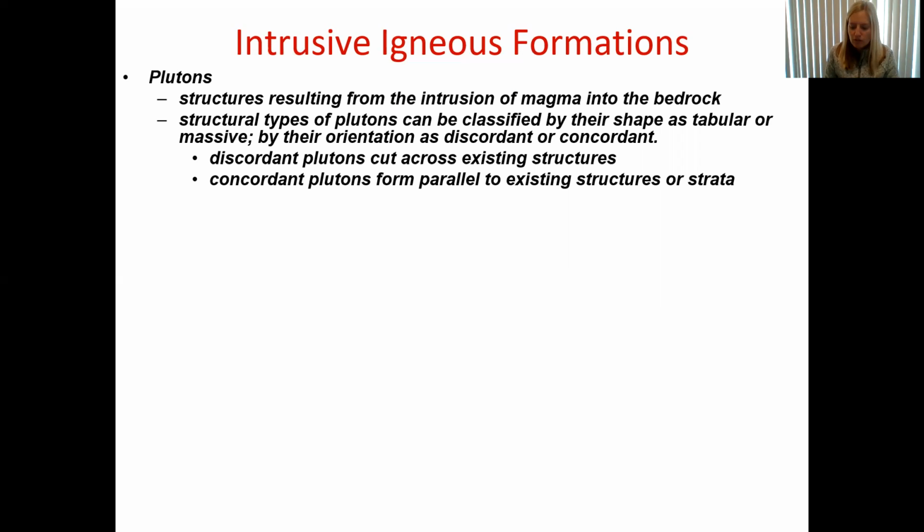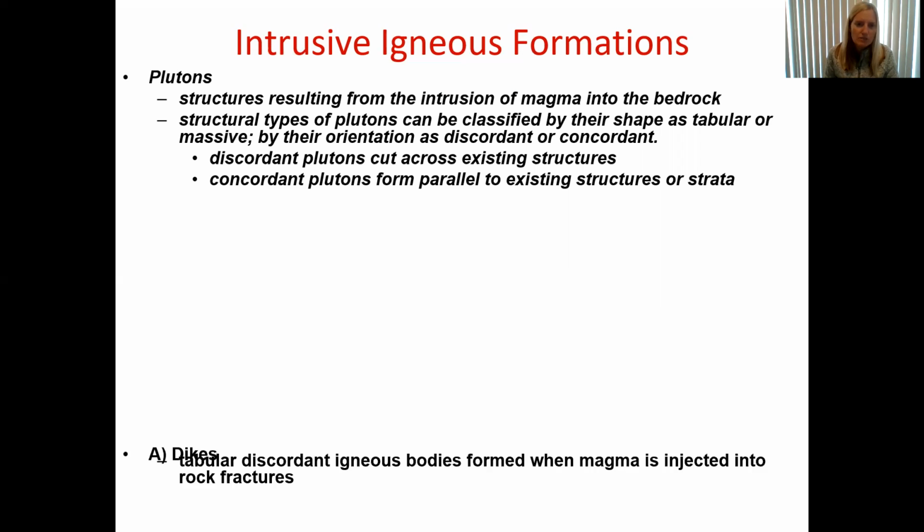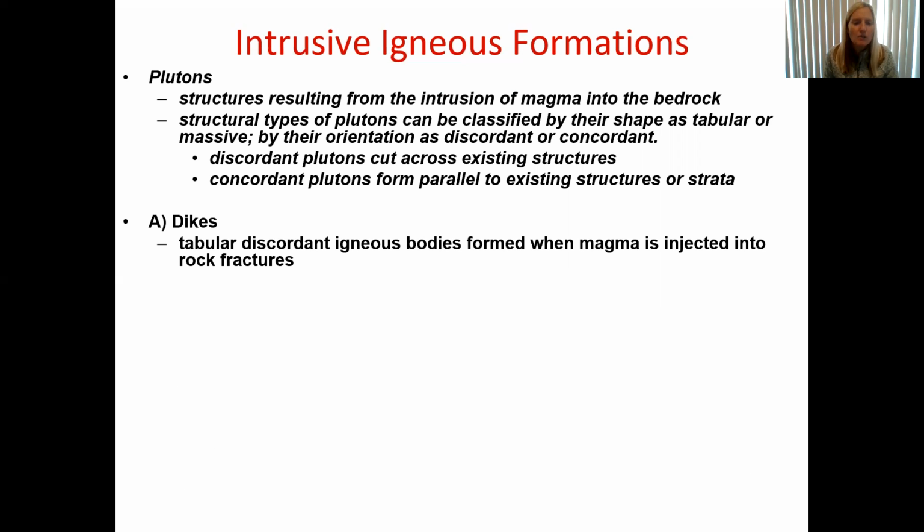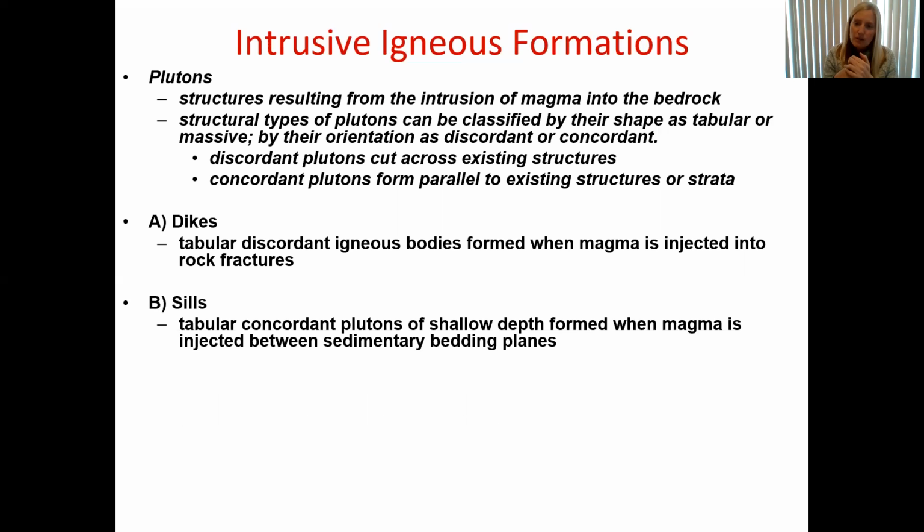So we're going to have 4 main types of plutons. The first one is called a dike. It's going to be tabular, so not massive, right? Not very big comparatively, but it's also going to be discordant, so it's going to be able to cut across any of those existing layers. And then our sibling to a dike is called a sill. It's also tabular, so not very big, but it's going to be concordant, so it will be in line with those original layers.